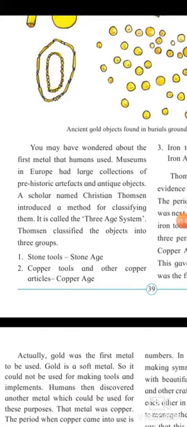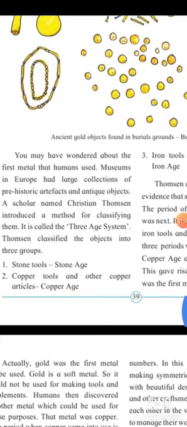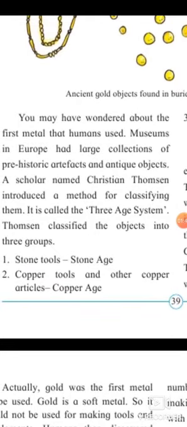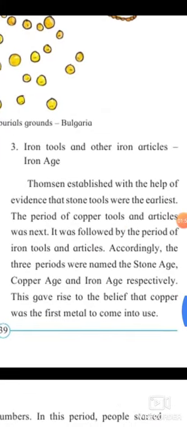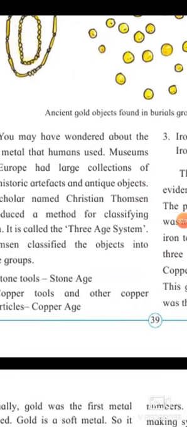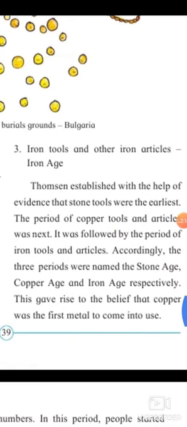The first is stone tools, that means the stone age period, and then copper tools and other copper articles, that is the copper age. In the stone age they used stone tools, that's why he called it the stone age. Then they used copper tools, so he classified it as the copper age. And then iron tools and other iron articles, so he classified it as the iron age. So there are three stages, the 3H system: the first is the stone age, the second the copper age, and the third the iron age.